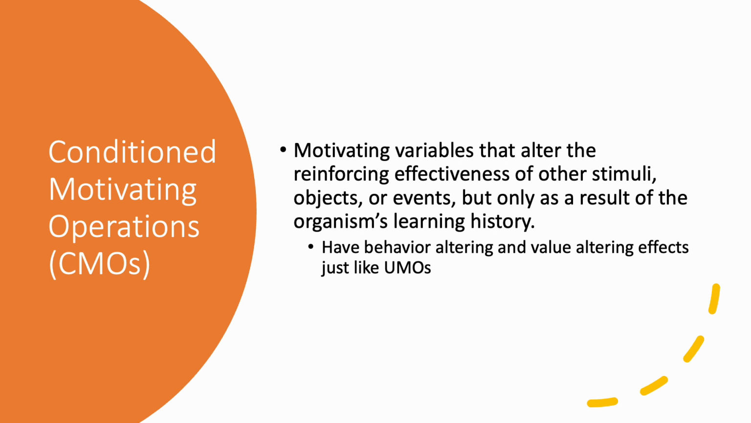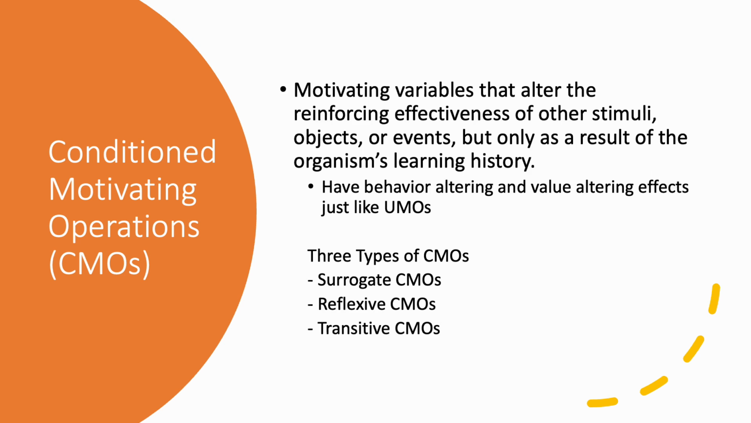Okay, so there's some UMO that was paired along with a stimulus. That stimulus acquires a motivating operation function, okay, and then it gains that behavior altering and value altering effect, just like a UMO has a behavior altering and a value altering effect. So there are three types of CMOs. We have surrogate CMOs, we have reflexive CMOs, and then we have transitive CMOs. We're going to jump into discussing all three of these in the next few slides. And then I'll provide examples.